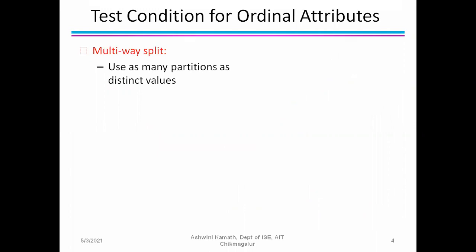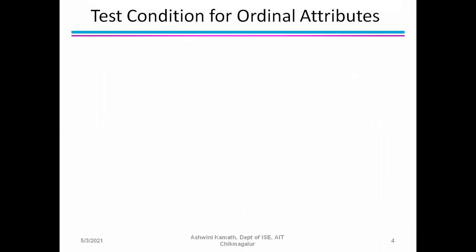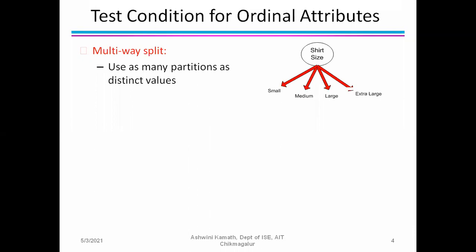Next one, test condition for ordinal attributes. So whatever we have discussed for nominal attributes, okay, this is for nominal attributes, and now test condition for ordinal attributes. So multi-way split. If we use multi-way split, use as many partitions as distinct values. Like for example, if we consider the shirt size can be small, medium, large, extra large.